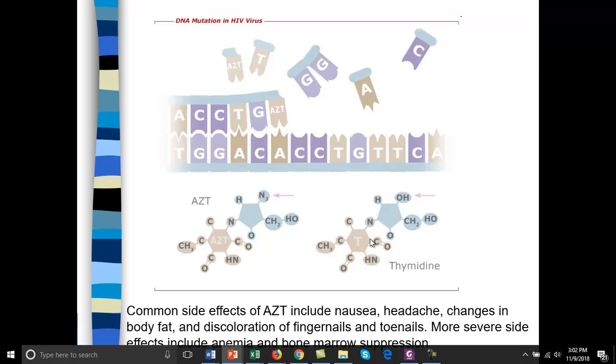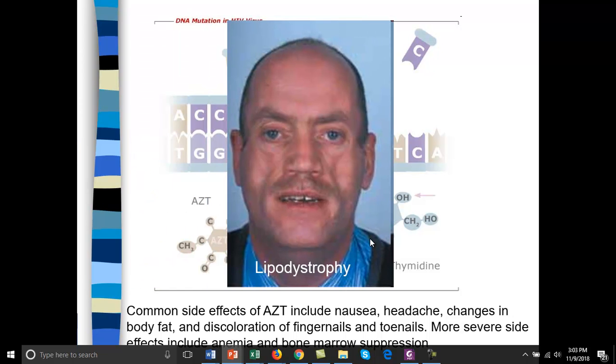Okay, common side effects for AZT: it's a really harsh drug, and it's also given in very strong doses. So you look at different changes in body fat, especially you kind of get this look. It is a lipodystrophy kind of look because of the maldistribution of fat.